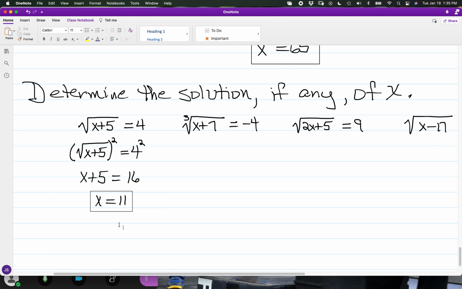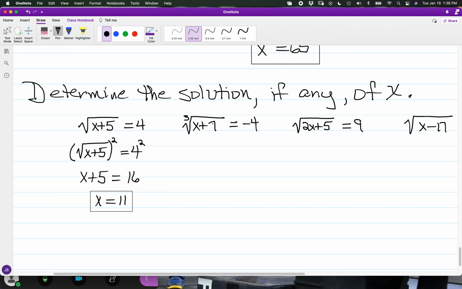Okay, for the next item, we have the cubic root of x plus 7 is equal to negative 4. Now, if I had the square root of x plus 7 equal to negative 4, it would be on the basis of the principal square root rule that we would have no solution, since an even root of an expression cannot reduce to a negative constant. However, the principal square root rule does not apply to odd root values like cubic roots, fifth roots, seventh roots. The PSR rule does not apply.